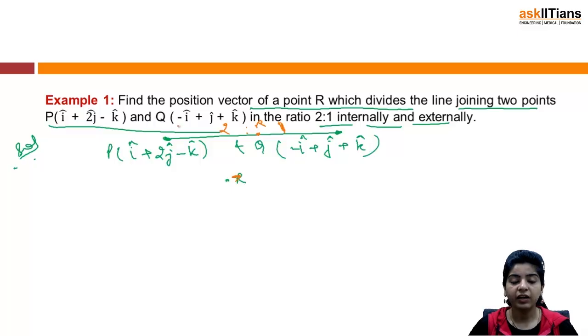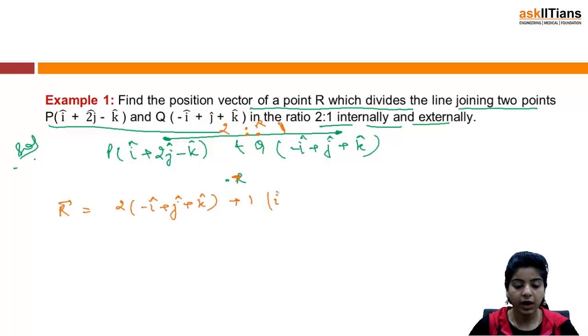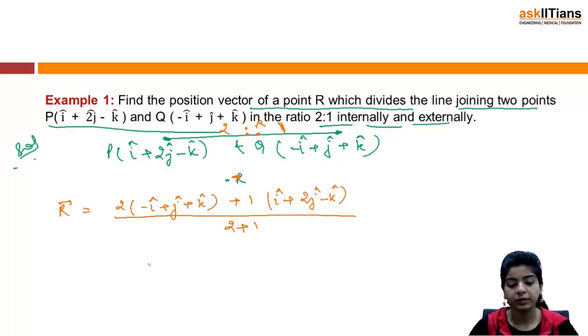How do you proceed? As we discussed in the last question, just apply the formula for R. That will be 2 into minus i plus j plus k, plus 1 into i plus 2j minus k, divided by the sum of the ratio, that is 2 plus 1.